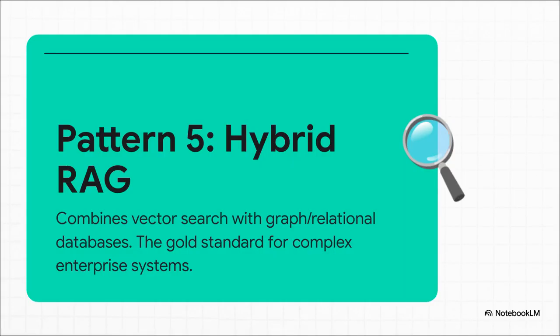This is, without a doubt, the gold standard for enterprise knowledge systems. It combines the semantic power, the what, of vector search with the structured precision, the why and how, of a graph or relational database. You really do get the best of both worlds.